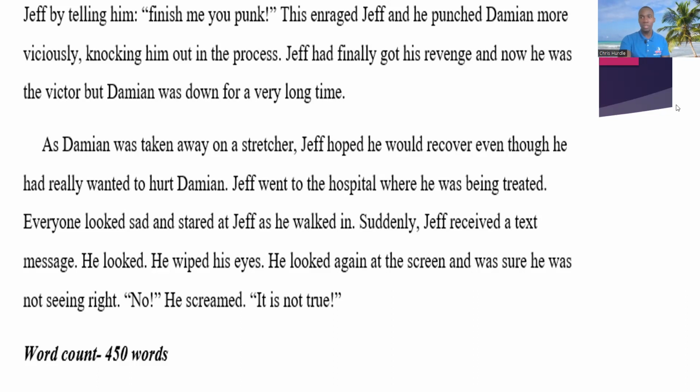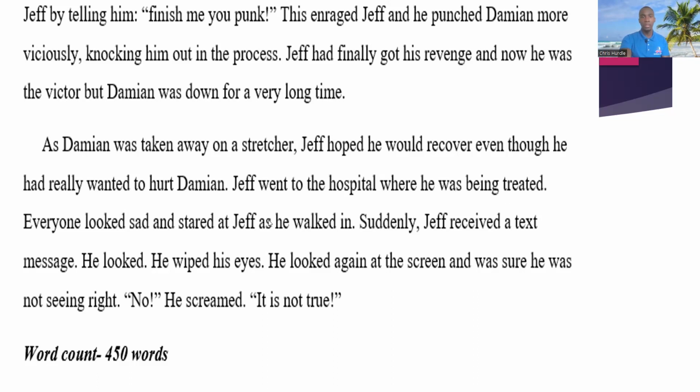Now, I used the stimulus at the end. That was my very last line. And as you can see how my story developed, the writing stimulus was adequately placed, right? It was adequately placed based on how my story developed, right? So for the falling action, Damien was taken away on the stretcher. Jeff hoped he would recover, even though he really wanted to hurt him, right? So yeah, and Jeff went to the hospital where he was being treated.